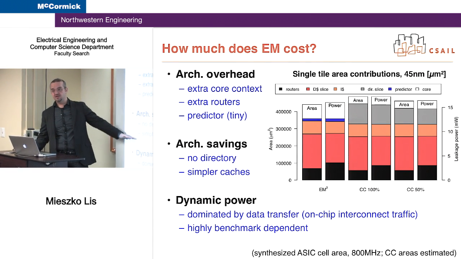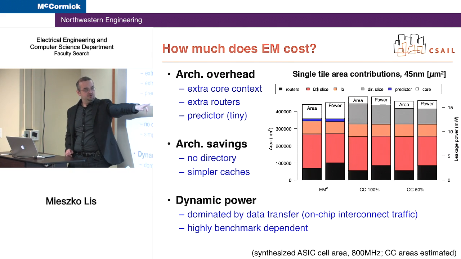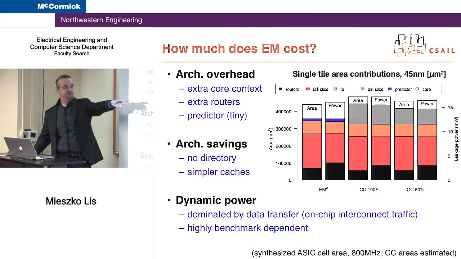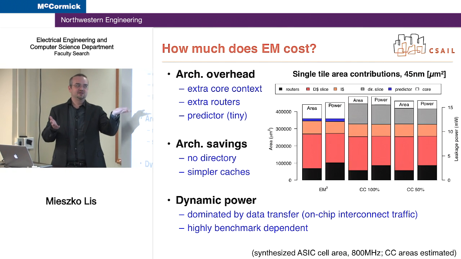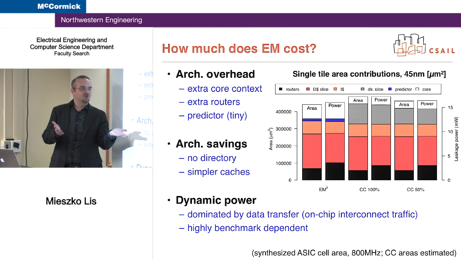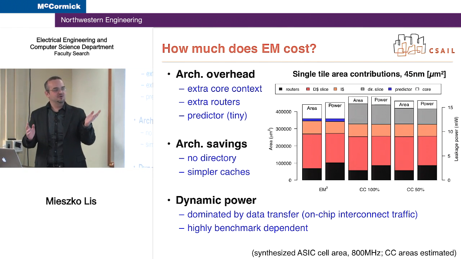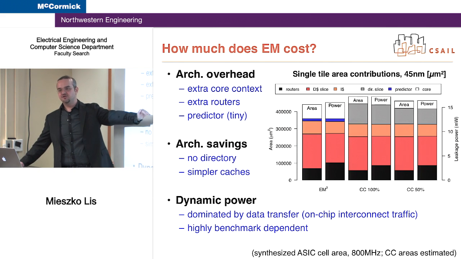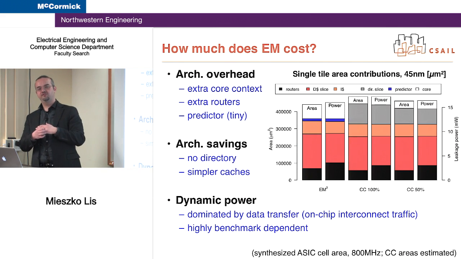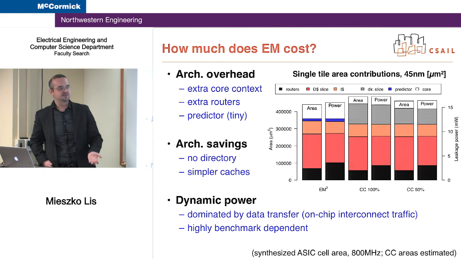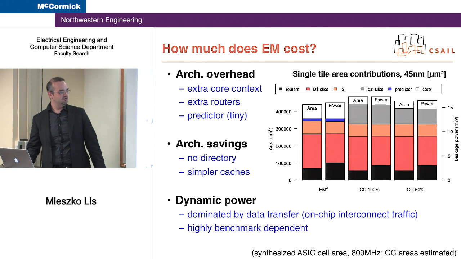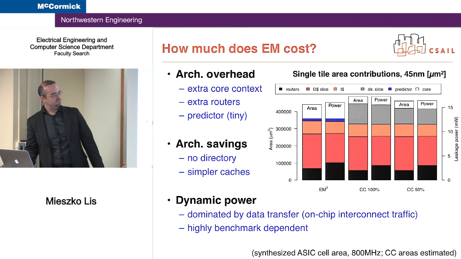On the other hand, we save a lot because we don't have to have a directory. So we had 100% and 50% directory just for comparison. And I'm not going to argue that it's 5% better or 3% better or 10% worse, whatever. I think the message here is that it's on the same order of magnitude in terms of area as a traditional implementation. You lose some, you gain some, but it's on the same order of area.